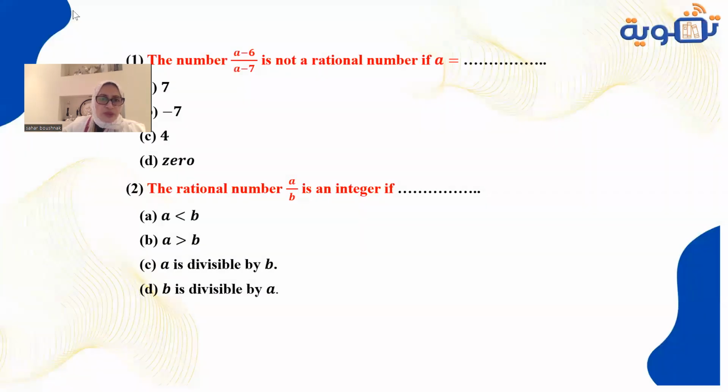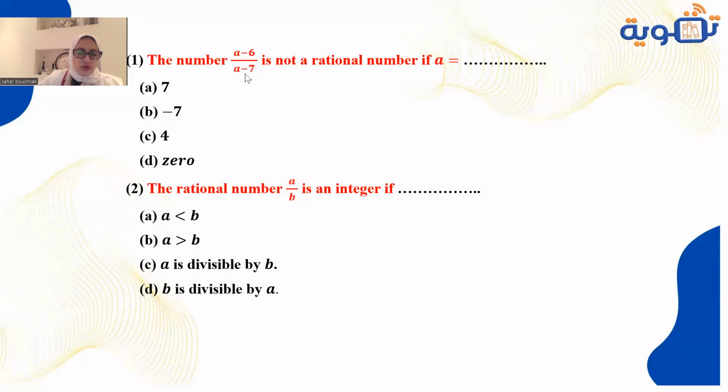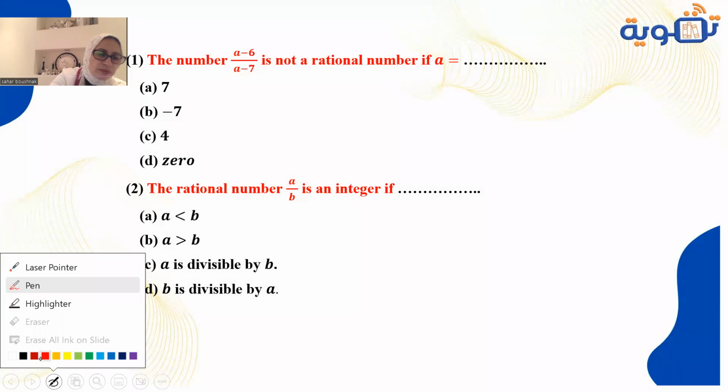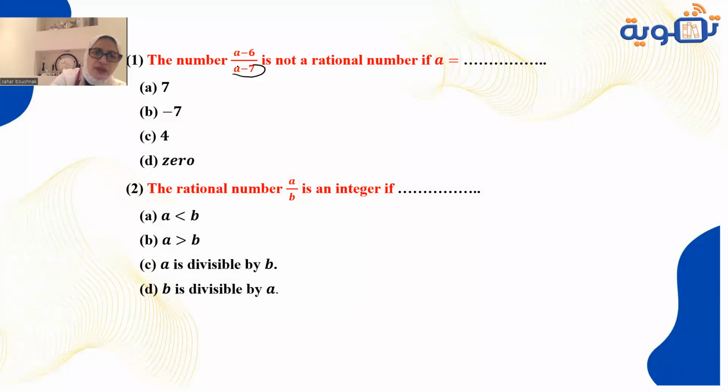Let's solve some questions. The number a minus 6 over a minus 7 is not a rational number. Not a rational number means the denominator here mustn't be equal to 0. So this one mustn't be equal to 0. But here it is not a rational number, it does not belong to the rational numbers. So it is 7. Here, the rational number can be an integer if a is divisible by b.